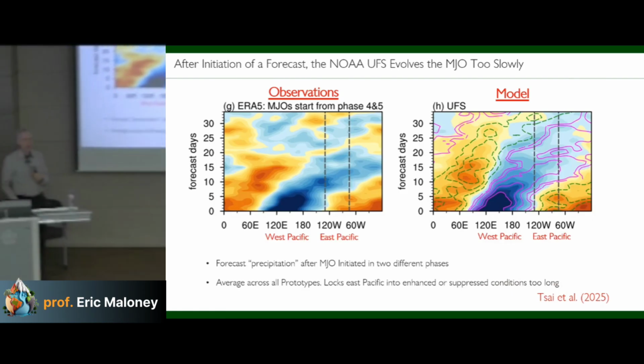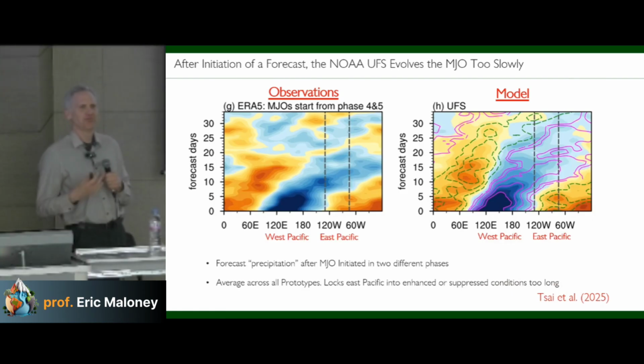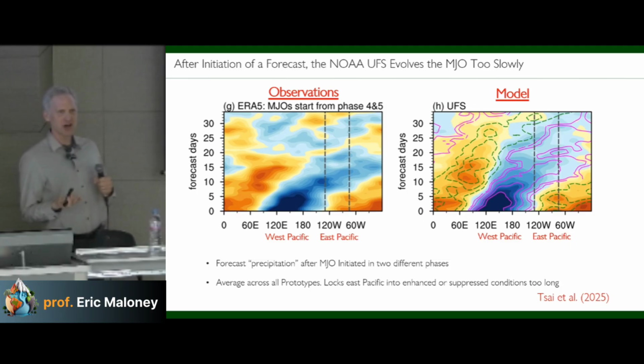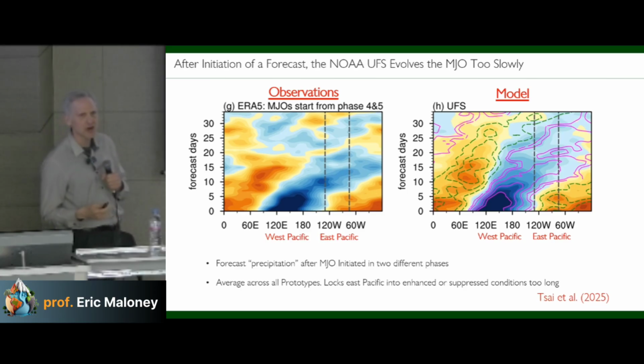All right, so how well does this weather forecasting model, developed in NOAA, actually do at producing the MJO and its modulation of tropical cyclones? I'm going to show you right now what that looks like. So here's a plot from observations, where we start out the MJO in a particular state.